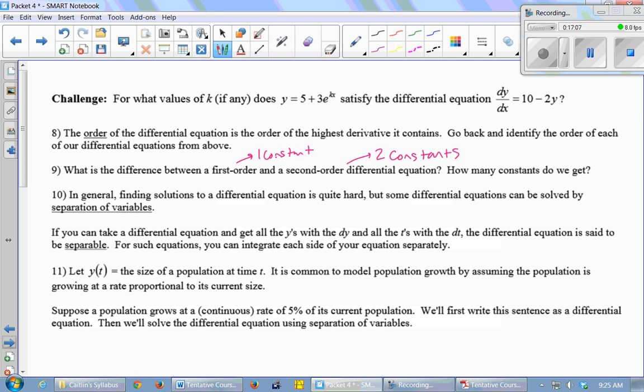So in general, finding solutions to a differential equation is quite hard. We have a whole course about it, right? But some differential equations can be solved by a technique called separation of variables. If you can take a differential equation and put all the y's on one side together with the dy, and all the t's together on one side with the dt, then the differential equation is said to be separable. For equations like that, you can integrate each side of your equation separately to get a solution.